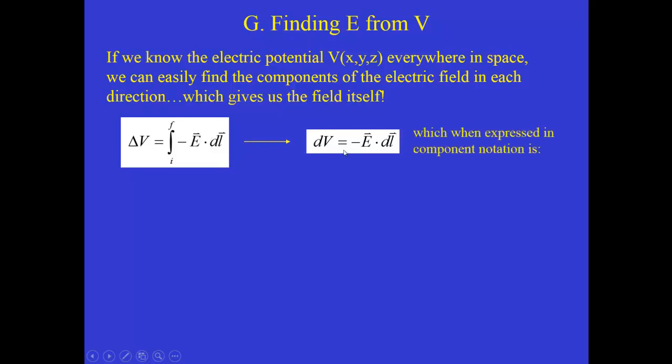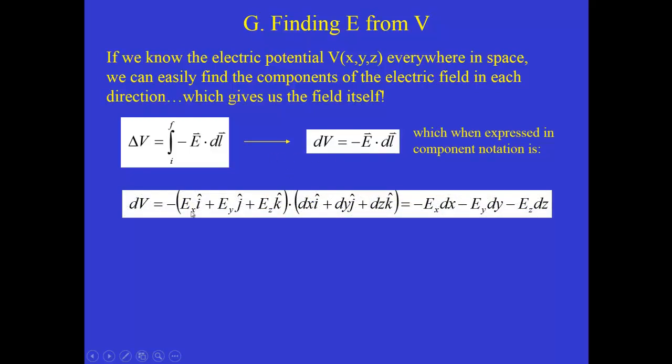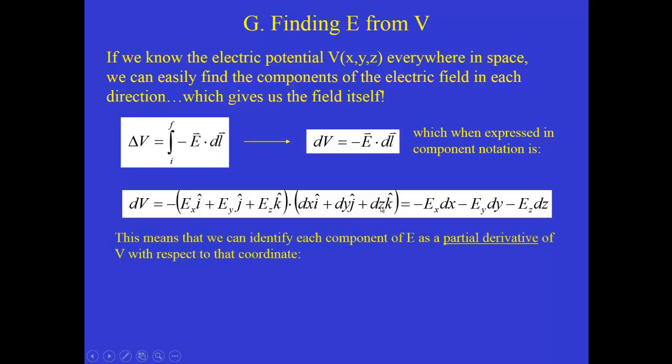Now let's express both E and dl in unit vector notation. So E is given by Ex i hat plus Ey j hat plus Ez k hat. Likewise, dl, which is a tiny little displacement along some arbitrary direction, can be broken down into components. It can have a quantity dx along the i hat direction, dy along j hat, and dz along k hat. And looking at the dot product here, we can see that only the i hat, and j hat, and k hat terms survive. So we have this simple result.